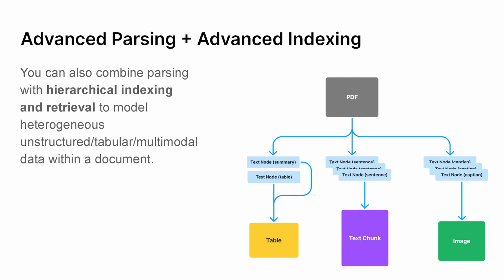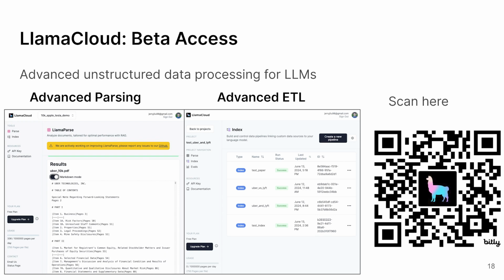We typically found that this leads to better results, and this is made possible by some of our enterprise offerings. So we are working on Llama Cloud, which is an enterprise offering that complements the open source framework. It contains basically the core components you need for advanced unstructured data processing for LLMs. So this includes the advanced document parsing you see that can handle tables, charts, and images, and also some of the advanced ETL techniques like hierarchical indexing, processing, and retrieval.